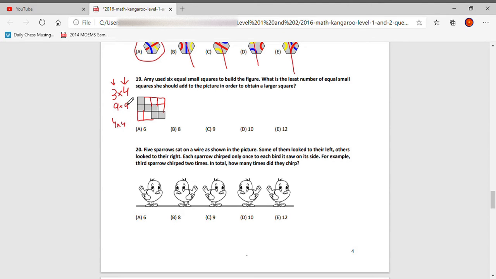So right now, you can multiply and get 12. This one equals 16. So 16 minus 12 equals 4. So you add 4 plus all of this. So there's 1, 2, 3, 4, 5, 6. So you add 6 plus 4, and you get 10. So the answer for number 19 is D.